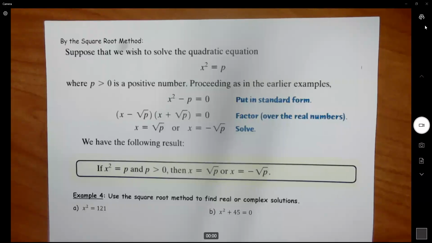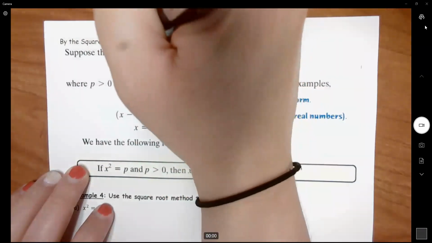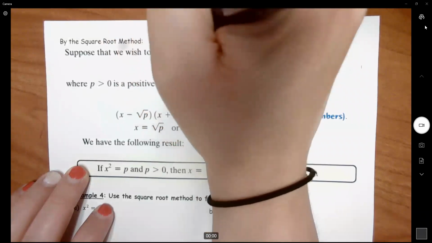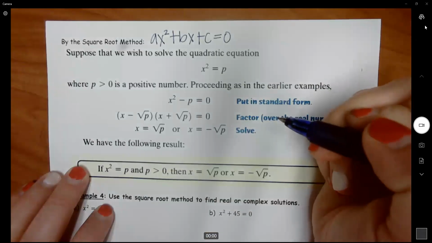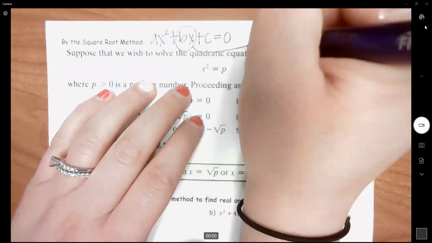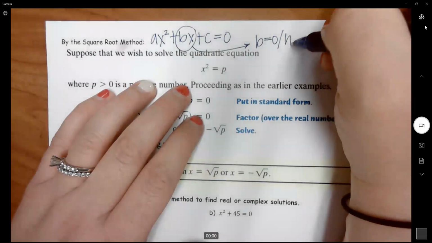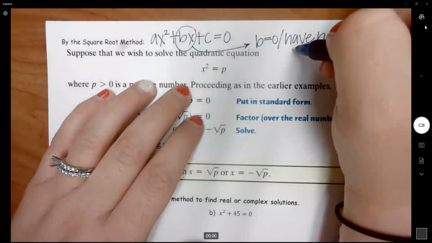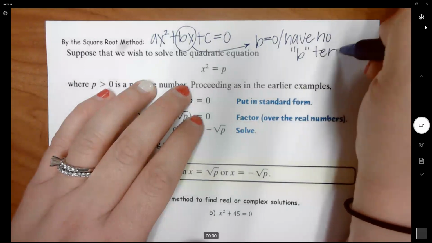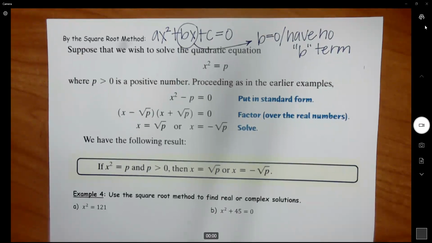In this video, we will cover how to solve quadratic equations by the square root method. To be able to use the square root method, if you think about your quadratic equation being ax squared plus bx plus c equals 0, you must have b equals 0, or have no b term. It's the only time that this method is applicable.